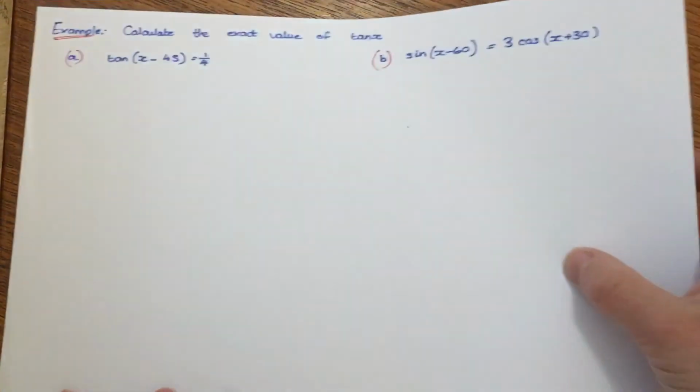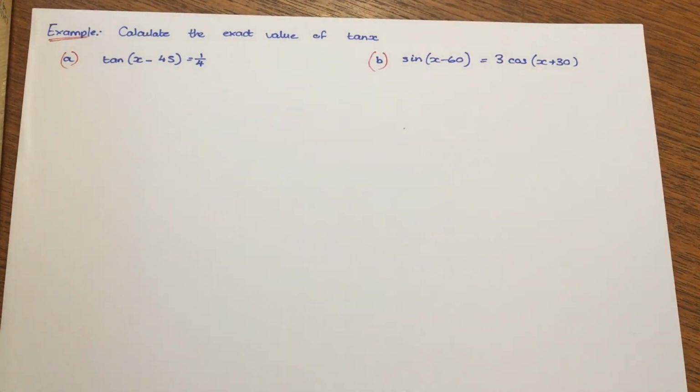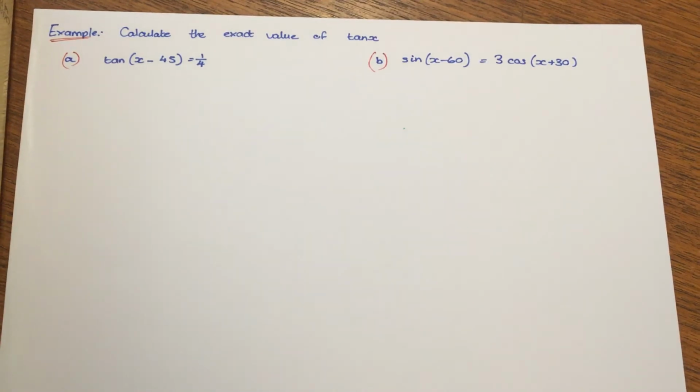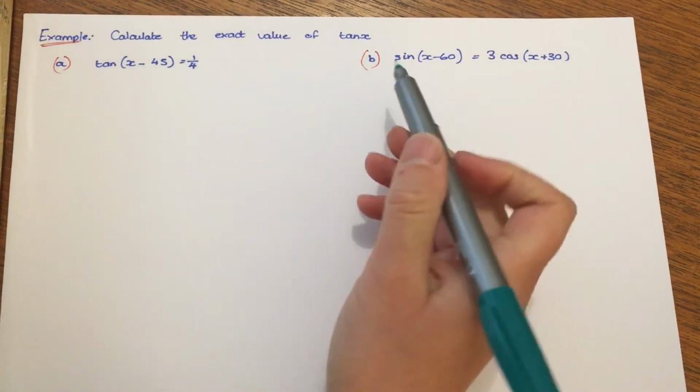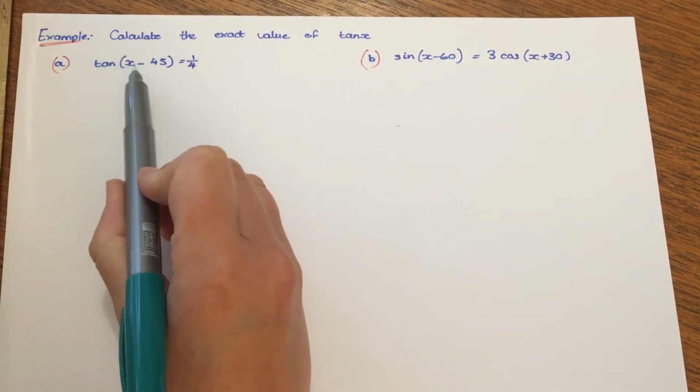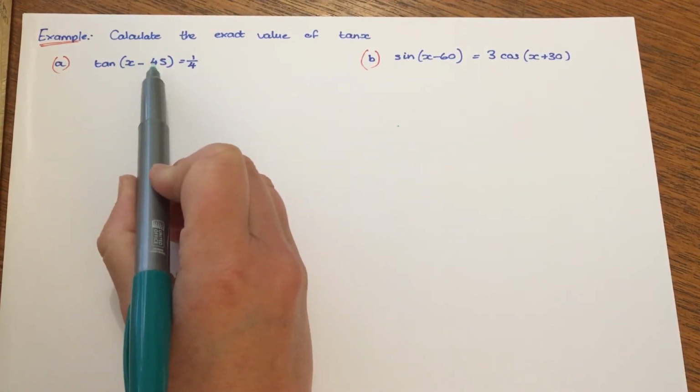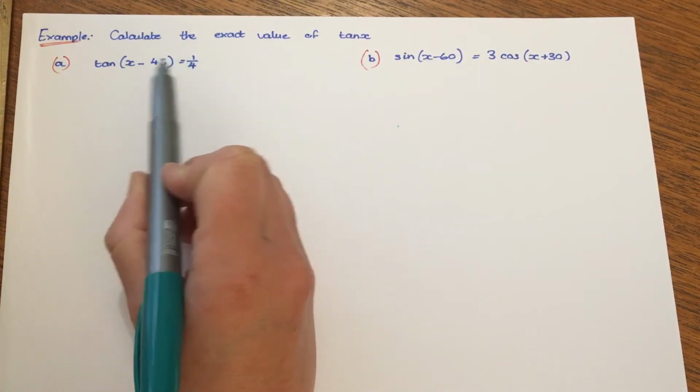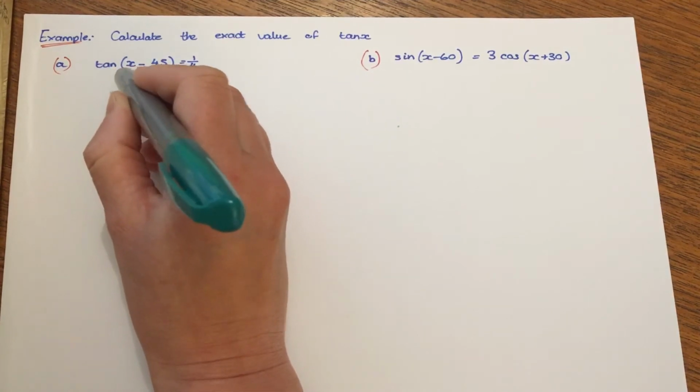Okay, so now I'd like us to solve these. This is another type of example that we could do. Calculate the exact value of tan x, given that tan of x minus 45 degrees is the same as a quarter. So this is the subtraction formula for tan.